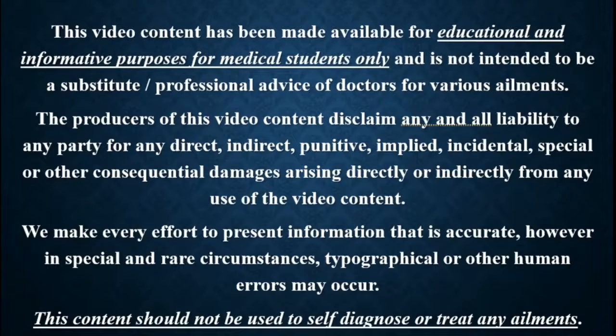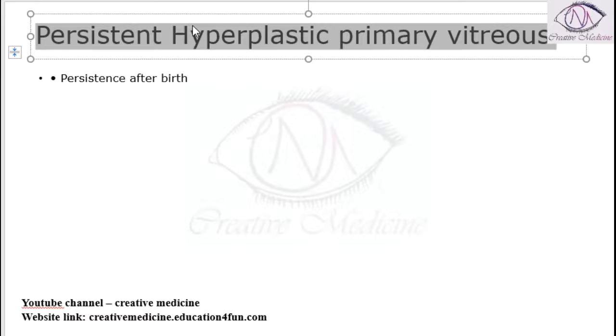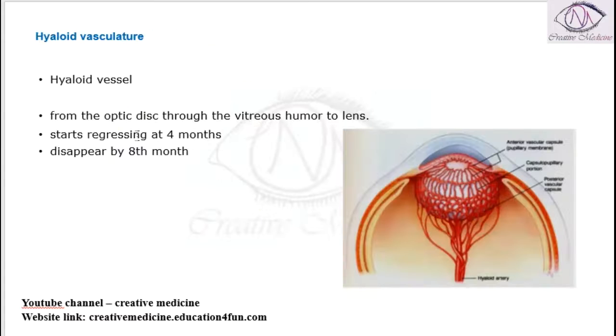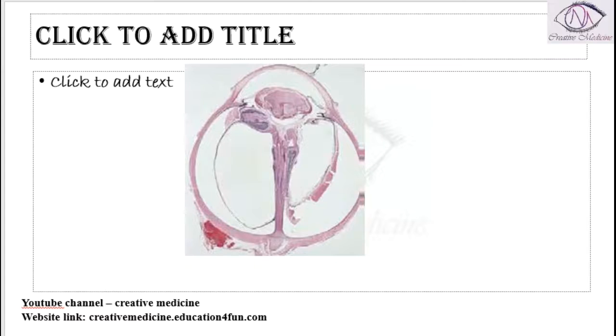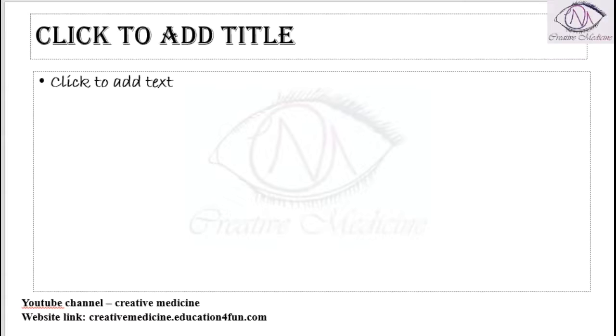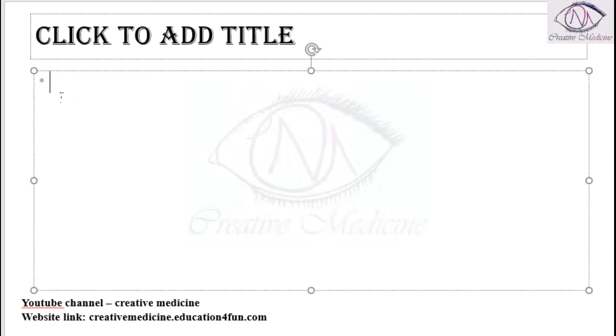In this lecture, we will learn about... Now, actually, hyaloid artery will regress by 4 months and disappears by 8 months. But if it persists, then it is a persistent hyperplastic vitreous. Then we have two remnants of the hyaloid artery. So Mittendorf dots are the anterior remnants of the hyaloid artery.